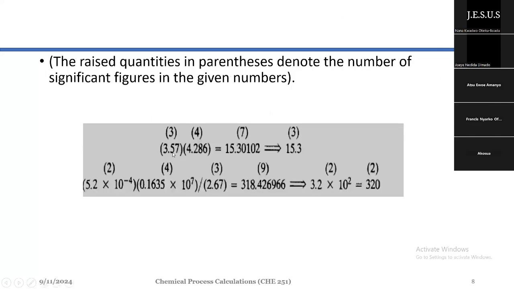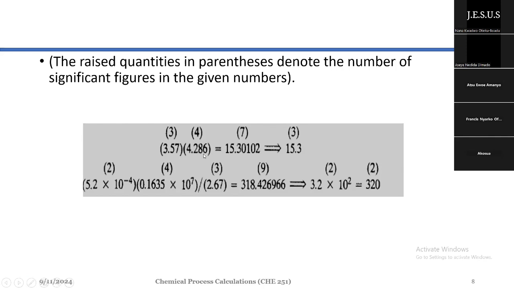When you are multiplying these numbers, first of all, you have to note the least significant figures between the two numbers you are multiplying. If it is three numbers, you have to look for the least significant figures between all the three numbers you are multiplying. And then your final answer, you leave it to that least significant figure. So when we take this, we have 3.57 multiplying 4.286. Now this 3.57 has three significant figures. So we are going to count everything, 1, 2, 3. And this has 1, 2, 3, 4, four significant figures.